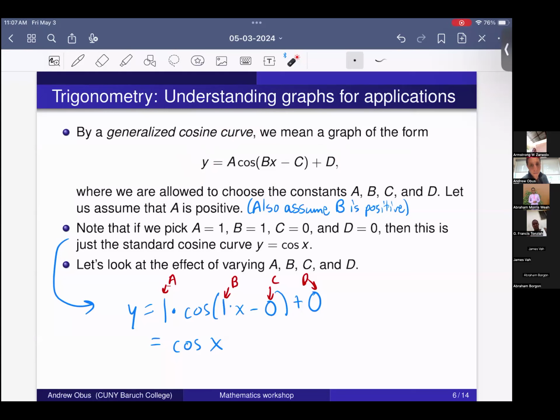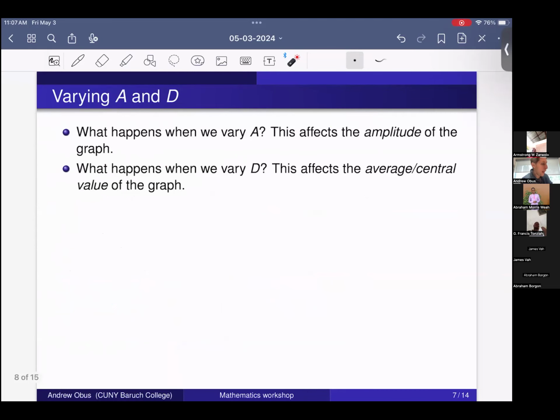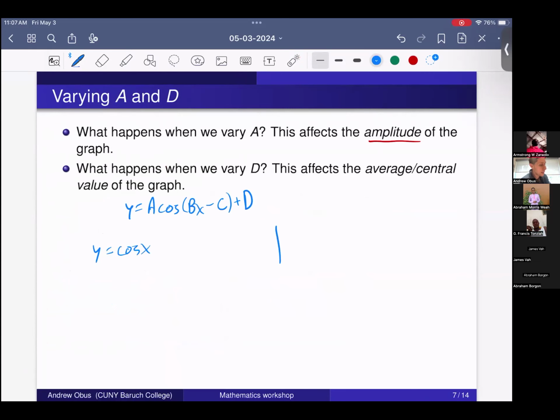Okay, great. First of all, what happens when we vary a? I'm going to write this equation again: y equals a times cosine of bx minus c, plus d. Well, varying a affects what's called the amplitude of the graph. If we have y equals cosine of x, that's going to look something like this.